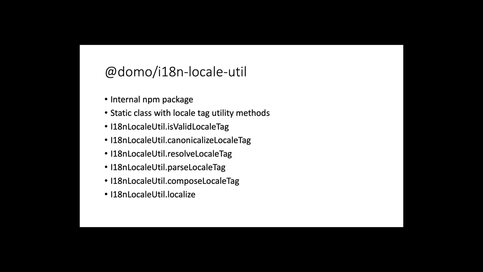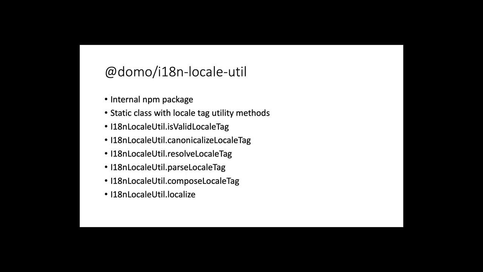I18N locale util is a static class with static methods designed to handle BCP47 locale tag resolution and other locale tag related functions. The resolution logic uses locale tag validation and locale tag canonicalization, but the validation and canonicalization functionality can also be accessed independently.